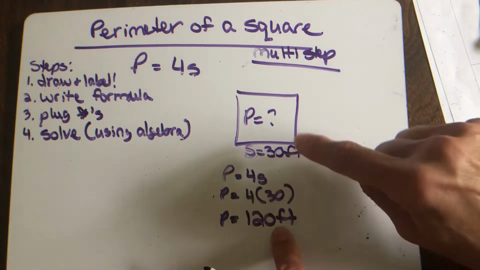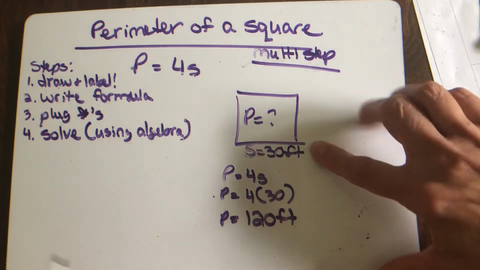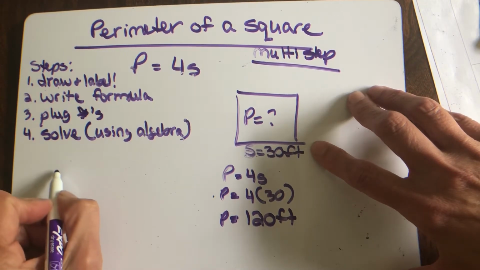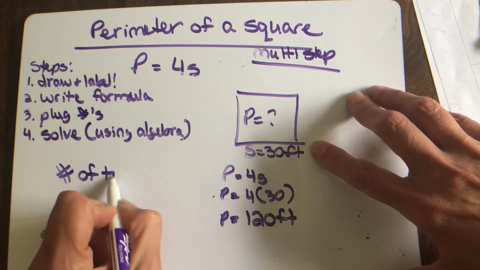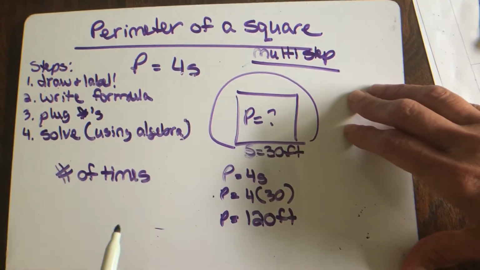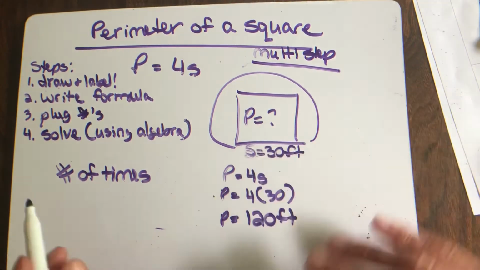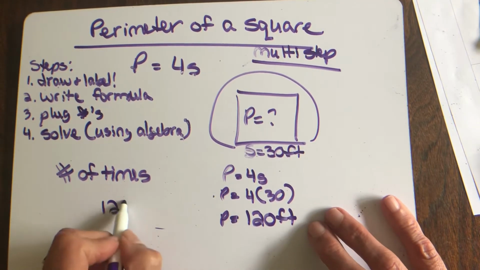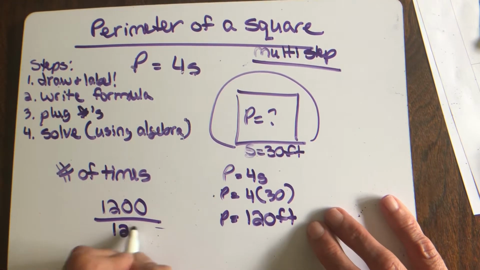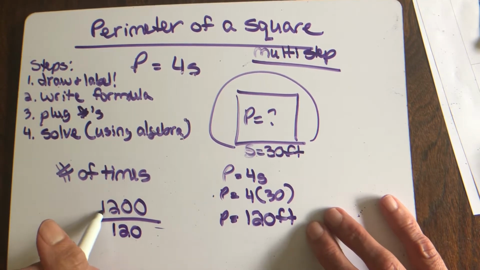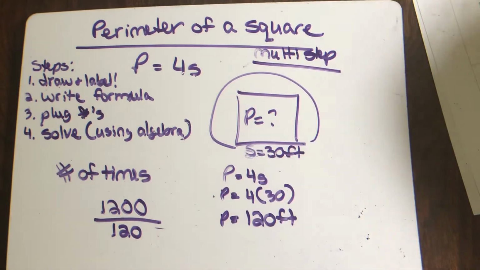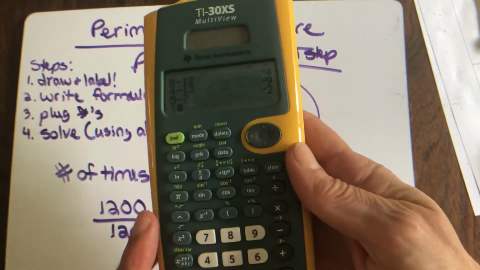Now that's great. So the perimeter is 120 feet. But they want to know how many times the car needs to go around. So we're looking for the number of times the car makes the lap around the track to make 1,200 feet. So we're going to need to take the distance we want the car to go and divide it by the distance around the track one time. So 1,200 feet divided by 120 feet. I'm going to write it like that as a division problem. I want you to start getting used to seeing that as division.